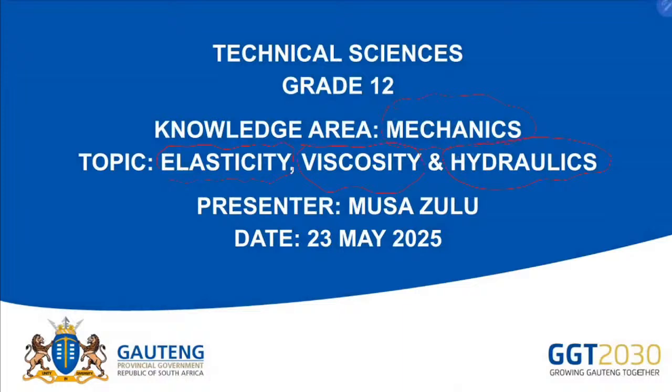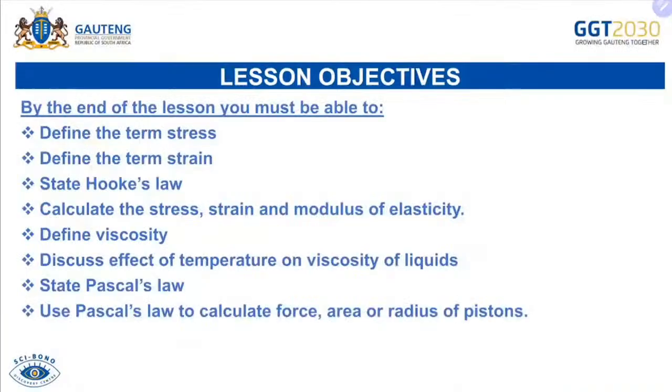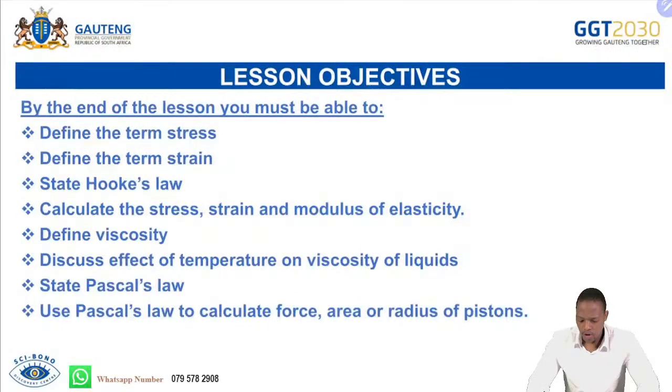All right, so without wasting any time, let's go straight to our lessons. Our lesson objectives for the day is that by the end of the lesson, we are expected to be able to define the term stress, define the term strain, state Hooke's law, and calculate the stress, the strain, and the modulus of elasticity of a solid object.